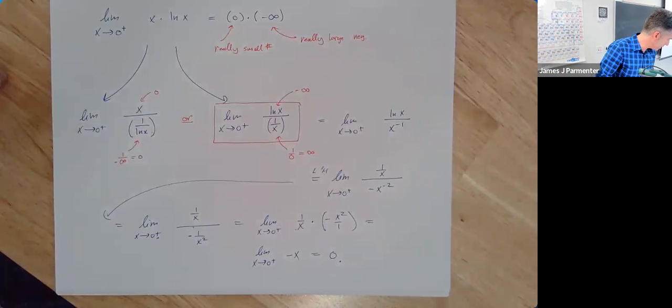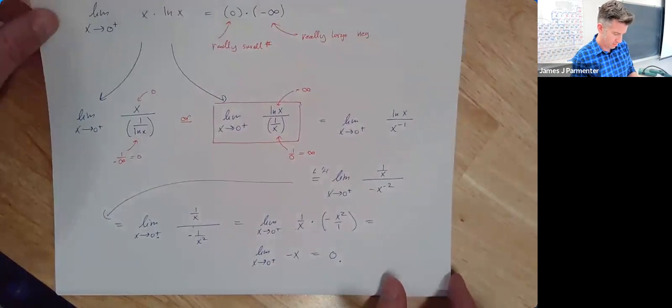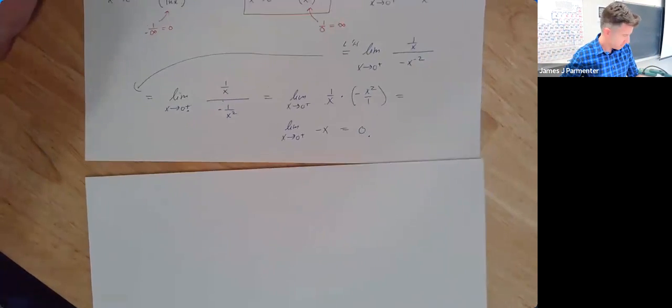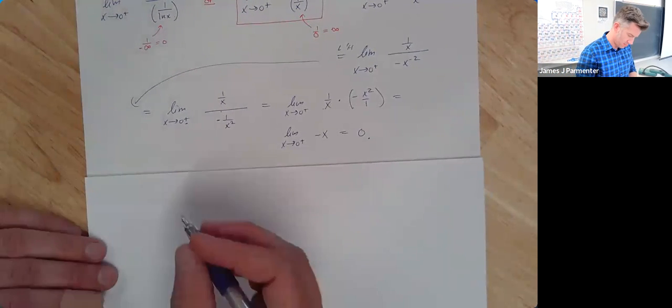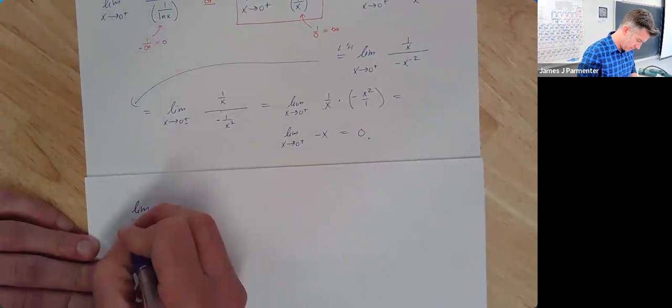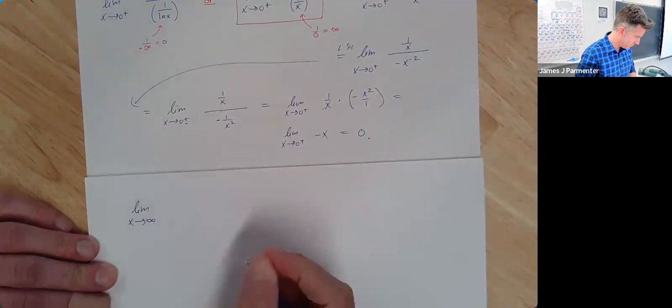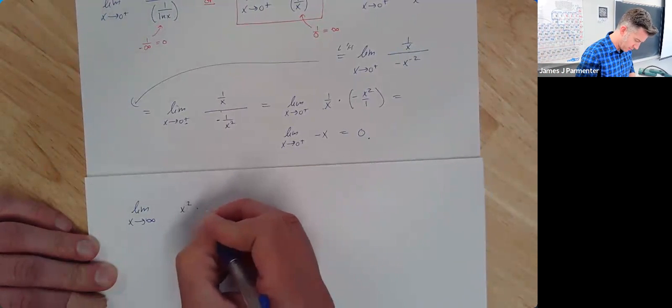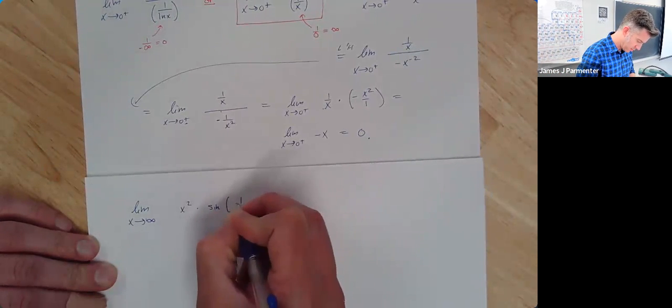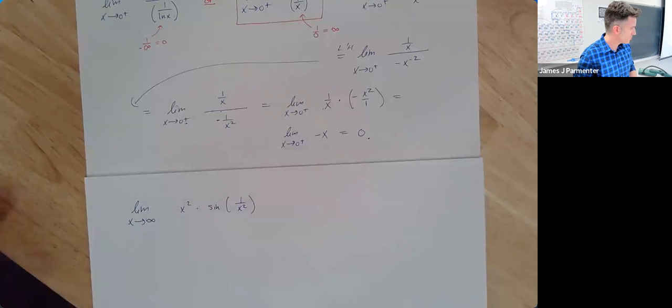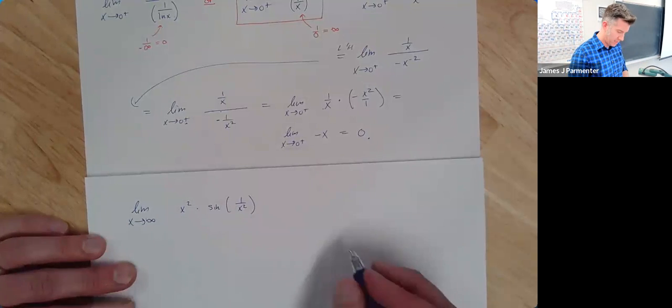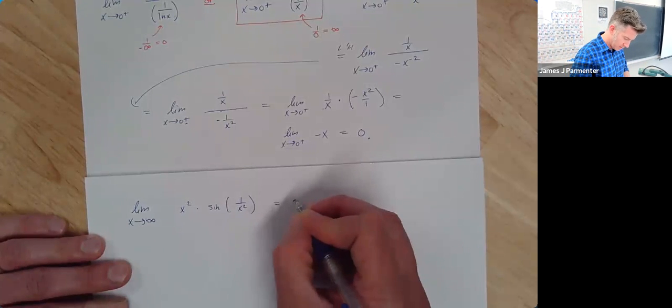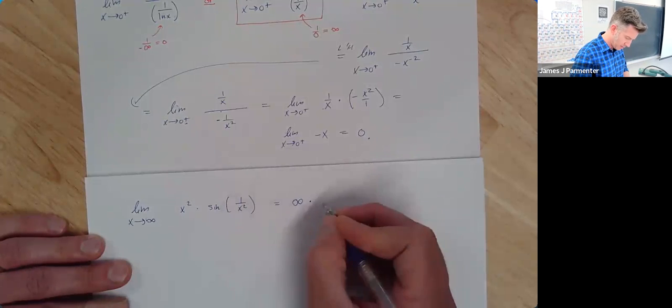Let's look at some other examples. Let's say we had the following. The limit as x goes to infinity of x squared times sine of 1 over x squared. Which again, I will point out is an infinity times a 0.